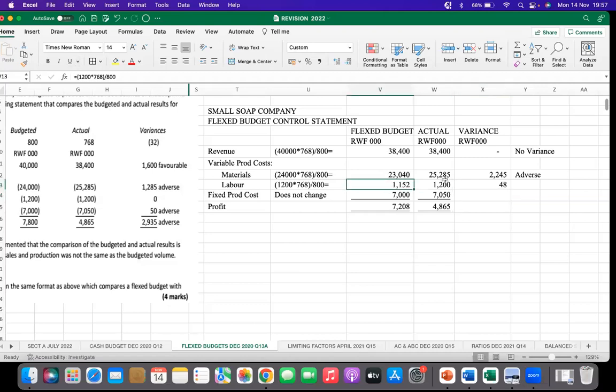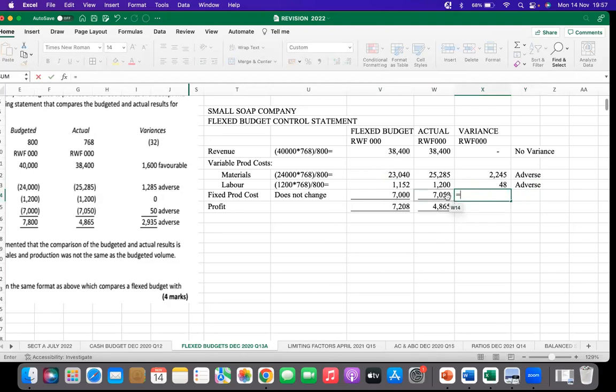We actually spent 1,200. We spent more. It is still adverse. Let's look at fixed production. We had budgeted to spend 7,000. We actually spent 7,500. It is still adverse because you actually spent more.